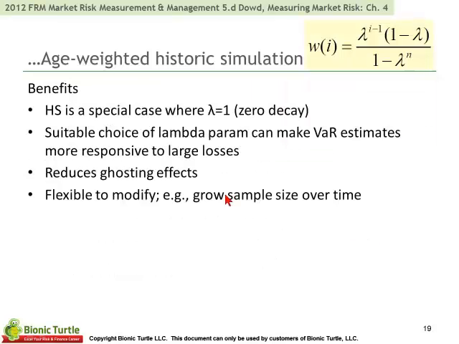The benefits: simple historical simulation then becomes a special case where lambda equals 1, or we have zero decay. A suitable choice of lambda parameter can make the VAR estimates more responsive to large losses. This reduces the ghosting effect and is flexible to modify.